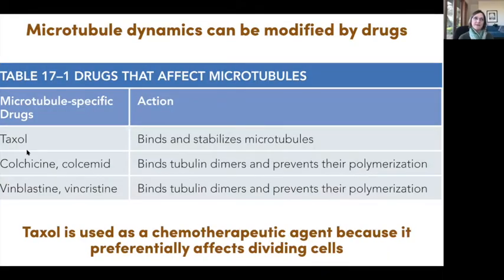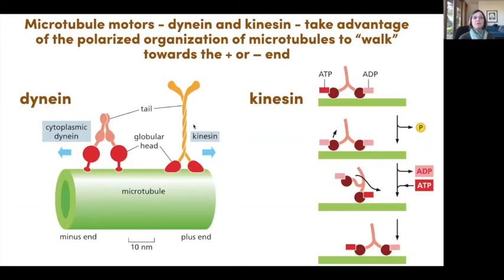When people take Taxol to inhibit the growth of cancer cells, they also suffer side effects, hair loss and intestinal problems that have to do with the failure of the hair cells and the intestinal cells to regenerate those tissues. How do things move along microtubules?